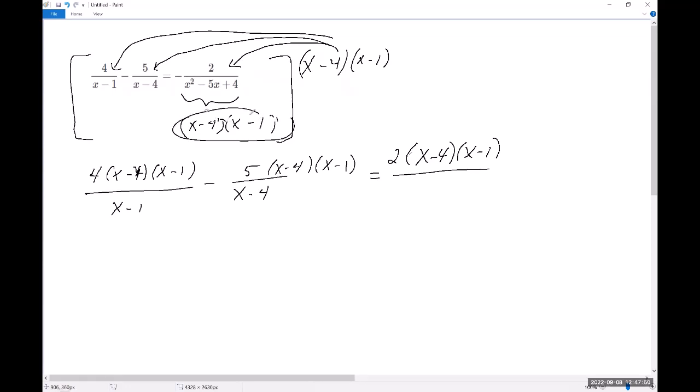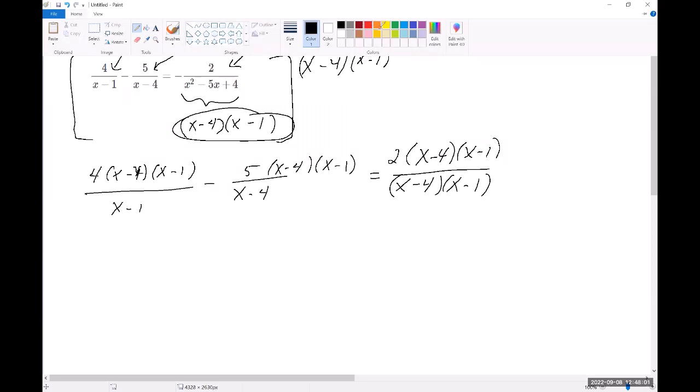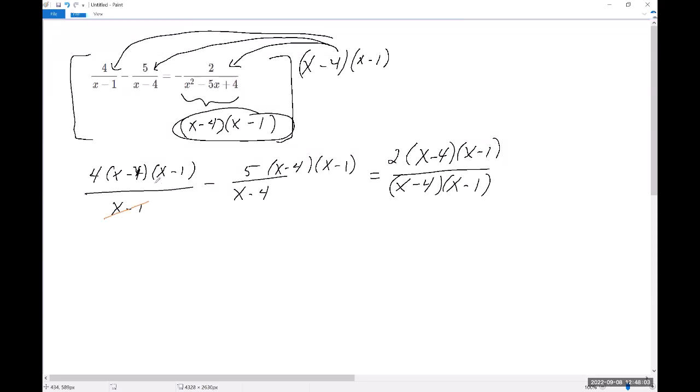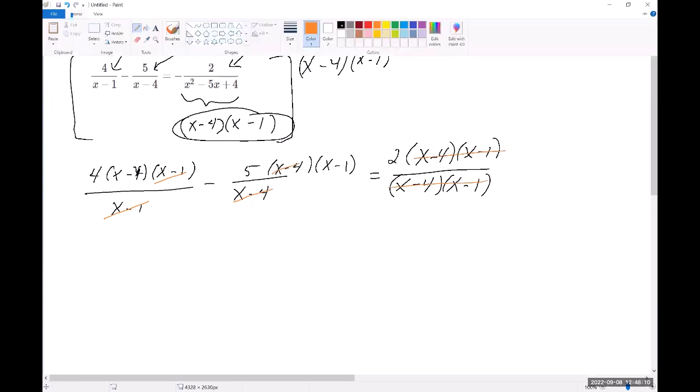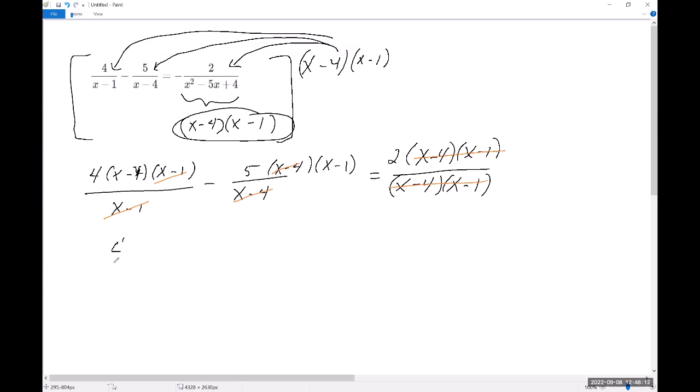And then all this, right? So it's just going to go down here, x minus 4, x minus 1. And then let's cancel with orange. That cancels, this whole thing cancels. And so I'm left with 4 times x minus 4 minus 5 times x minus 1 is equal to 2.